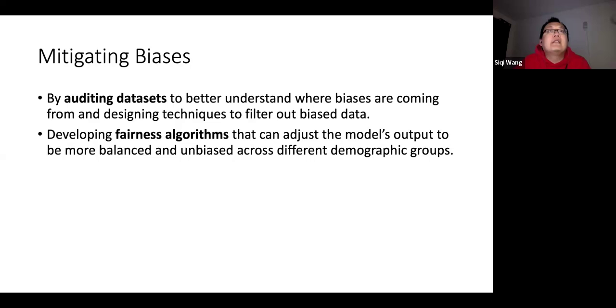Addressing the issue of bias in instruction data set is another priority. There is ongoing research into how we can identify and reduce bias in both the training data and the model response. By editing data set to better understand where the bias are coming from and design technique to filter out biased data, developing fairness algorithm that can adjust the model output to be more balanced and unbiased across different groups.